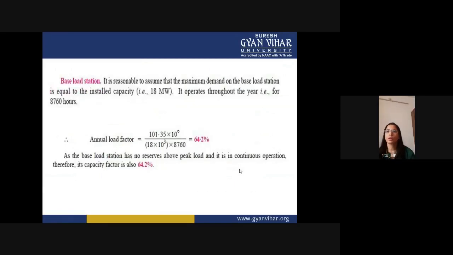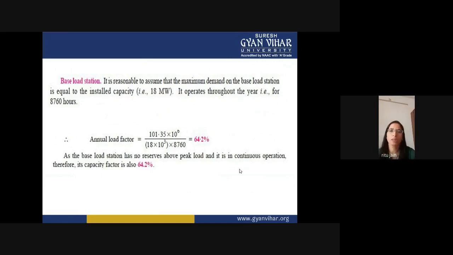Now we come to the base load station. It is reasonable to assume that the maximum demand on the base load station is equal to the installed capacity, which is your 18 megawatt, because it will continuously supply the load, which is 18 megawatt. So it operates throughout the year for 8760 hours.